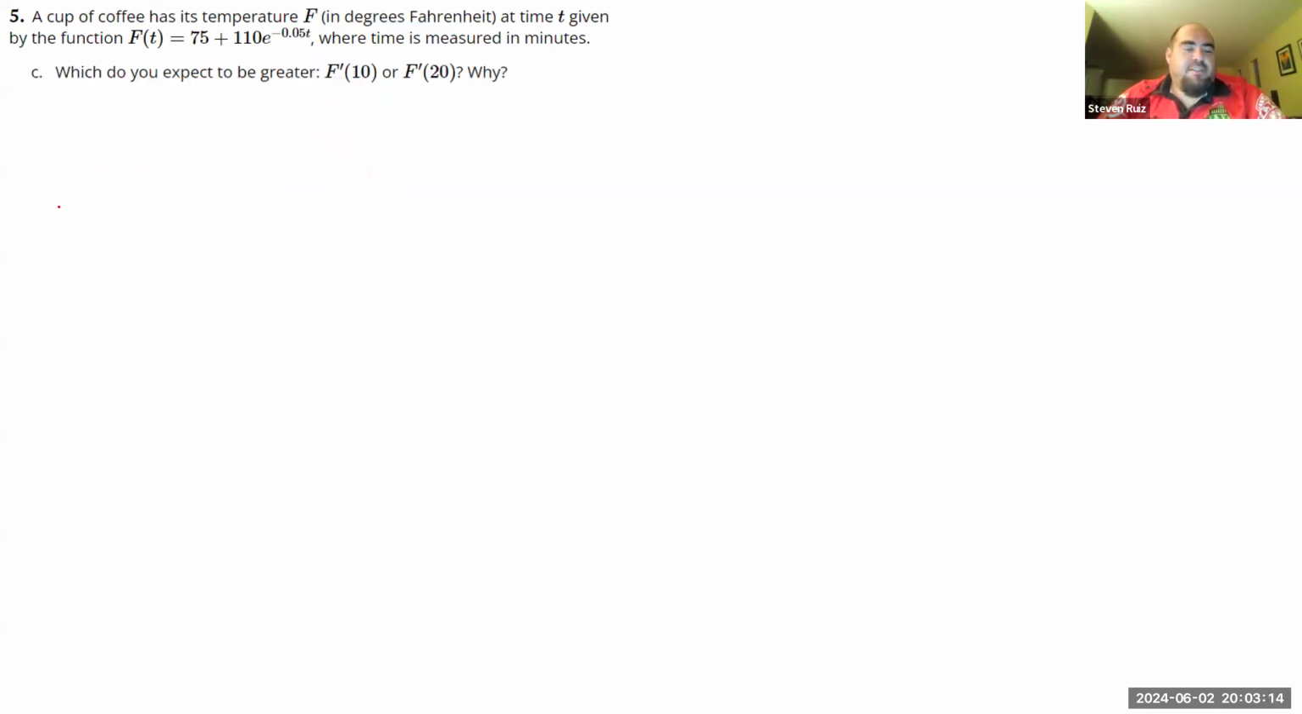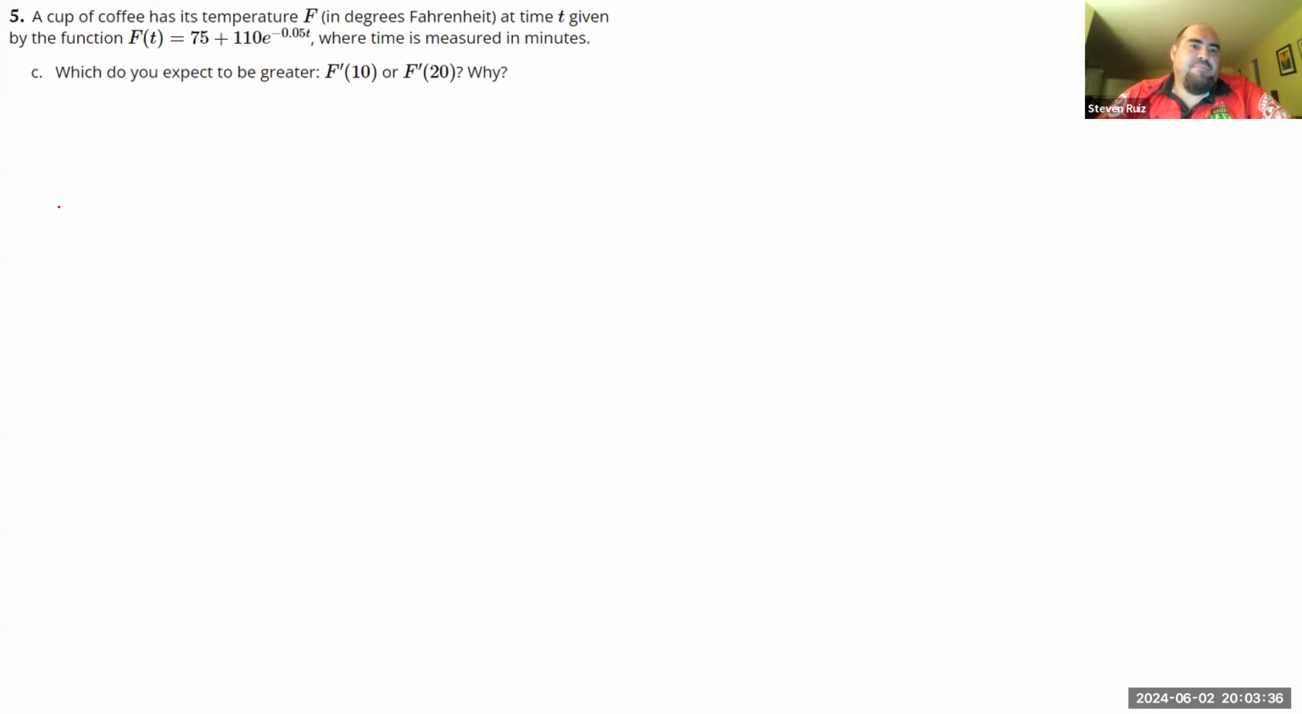All right, moving on to part C. Which do we expect to be greater, f prime of 10 or f prime of 20? There are a lot of ways we can go at this. The first way I'm going to choose is to think about what this function represents. This function represents a cup of coffee.